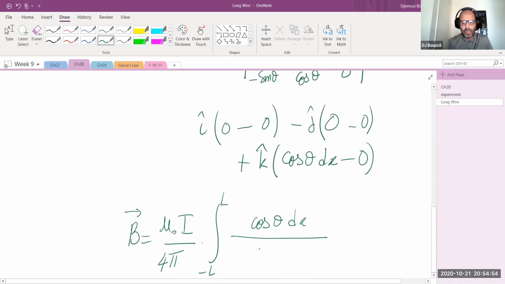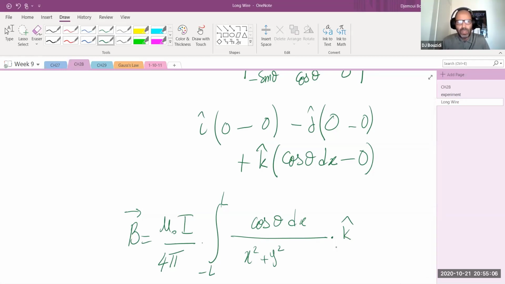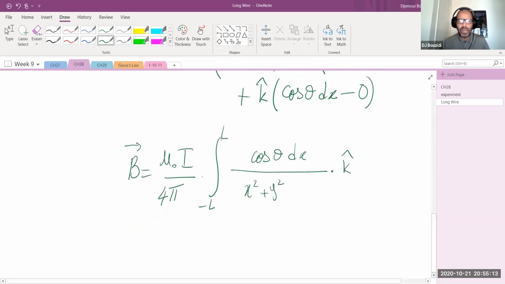The distance squared, which is x squared plus y squared, times k hat. K hat is actually a constant too, so it can come out of the integral. And from now on, I'm going to drop the vectors altogether because I know it only is in the z direction. There is no component for this magnetic field anywhere else.